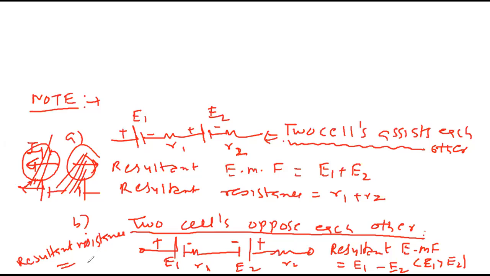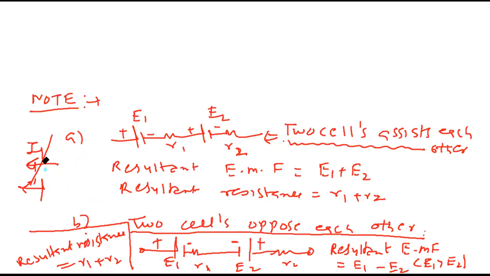So the resultant resistance will be R1 plus R2, but please remember the EMF will be different. Everybody has followed the concept of assist and oppose? Assist means what is the EMF? Plus. And oppose means what is the EMF? Minus. And resistance will be the same, the series-parallel formula. But what do you look at to understand whether it is assisting or opposing? The positive and negative signs.